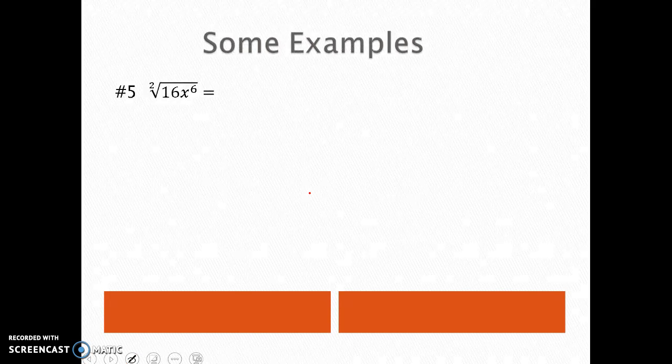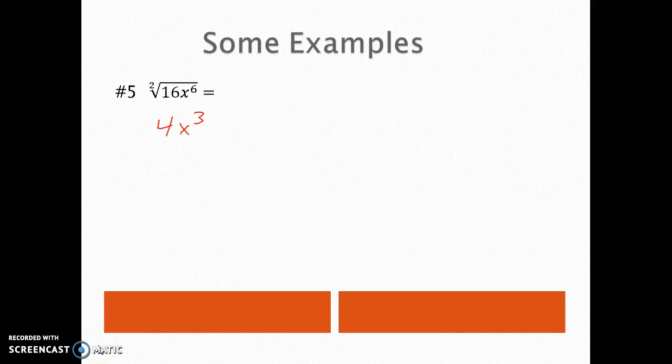Let's take a look at number 5. The square root of 16x to the 6th. Well, I'm going to start by taking the square root of 16. The square root of 16 is just 4. But then I want to take the square root of x to the 6th power. Well, that's the same thing as x to the 3rd power.